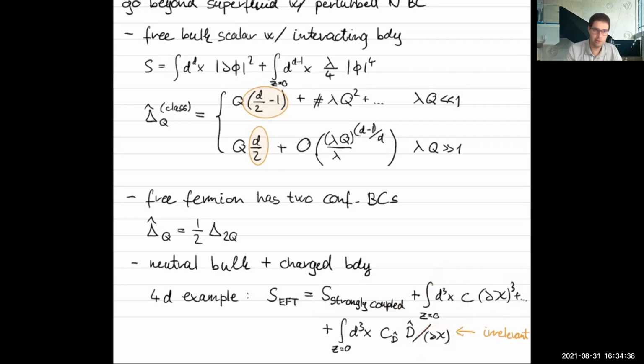I didn't want to specify too many details. I'm just showing you that you can find something exotic here as well, and which is somewhat controlled. Of course, to do computations in this is very challenging because you have a strongly interacting component even in the large charge limit.